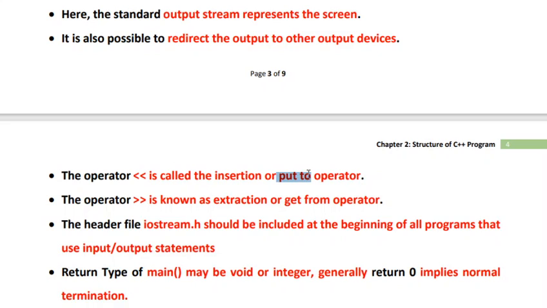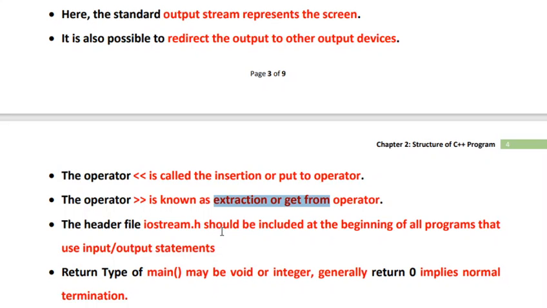operator, right? Likewise, the right shift bitwise operator will shift a sequence of bits towards the right hand side by a desired number of positions. But here, this particular operator has been overloaded in order to perform extraction. It's also called the extraction or get from operator. So just see, this is used in combination with the cin object of iostream.h, right?